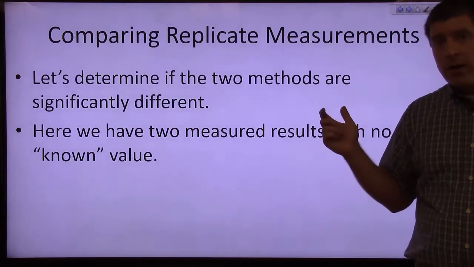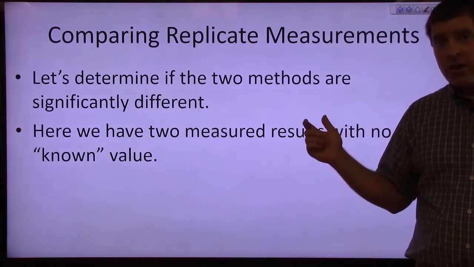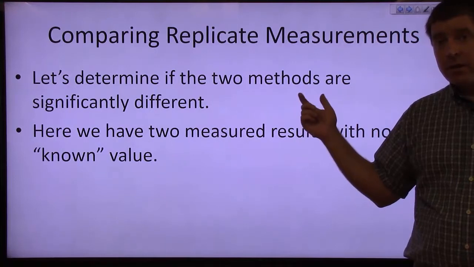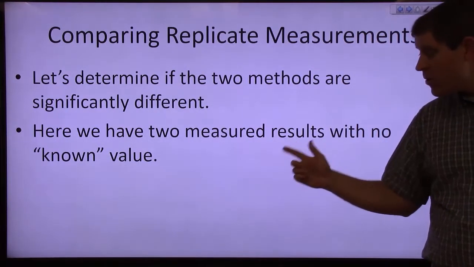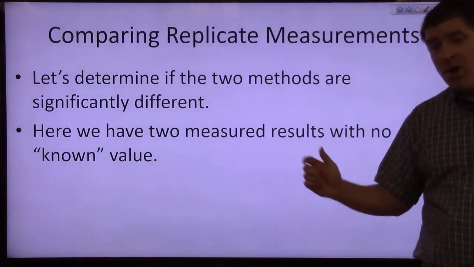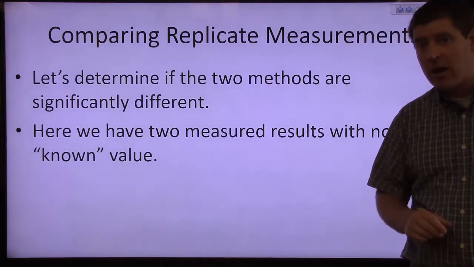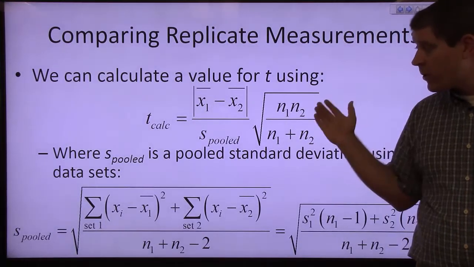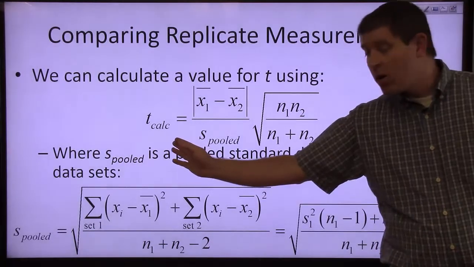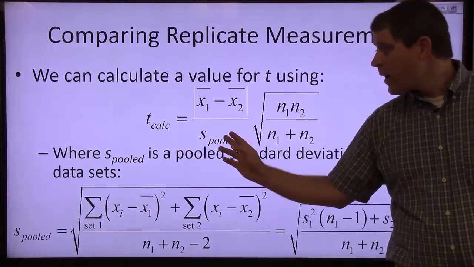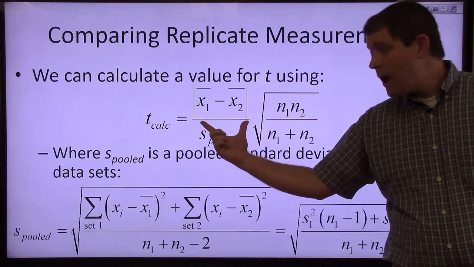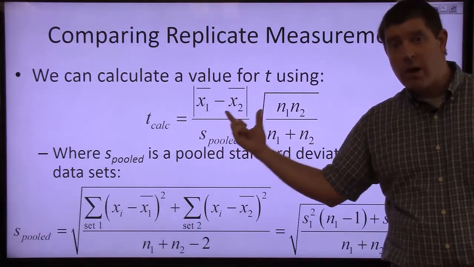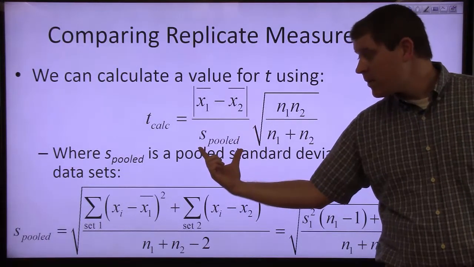So Rayleigh has two means, two standard deviations, and he wants to see, are those two methods significantly different? Here we have two measured results with no known value, or no accepted value. Now we can calculate a value for t using this equation. We've got our t value that's calculated as equal to the absolute value of the difference between our two means, that is x bar 1 minus x bar 2, divided by this S pooled.